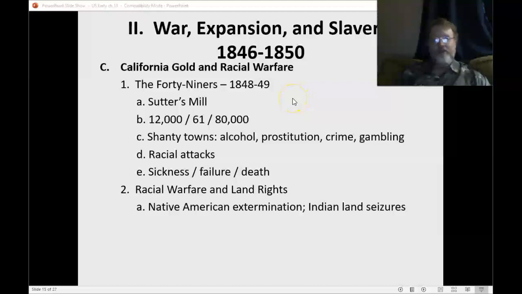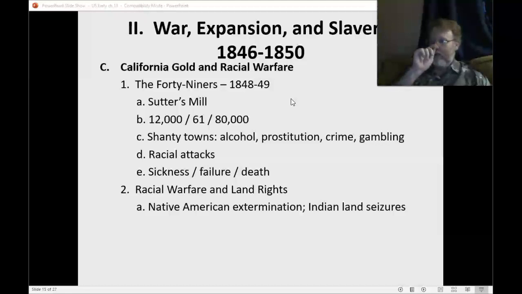They received no protections under the law in California. California gave them no protections. They had had protections under Mexico, but now that California was in the hands of the U.S., of course, it has this history of not giving protections to Indians. So they got no protections.